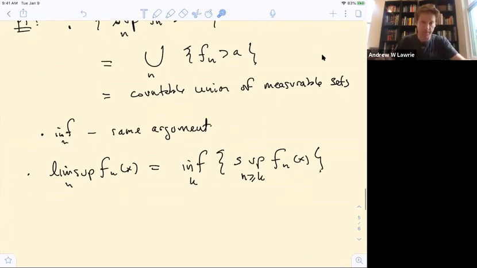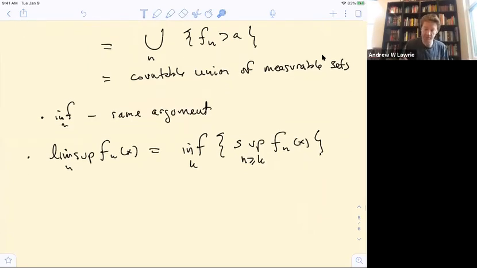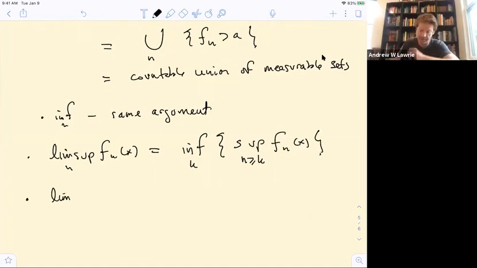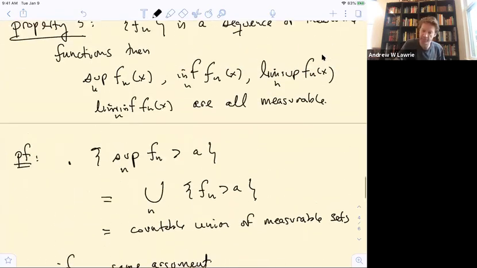All right, so where were we? Okay, so this is the lim sup. This is again measurable by the first part. And the lim inf is the sup of the infs, right? And so the measurability follows from the measurability of these types of functions.